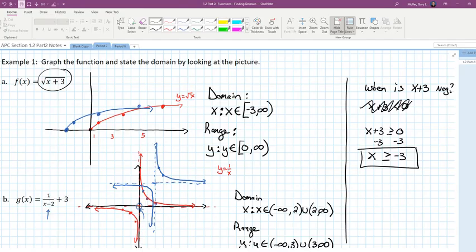And so I just have to ask myself, what was the lowest value that I'm going to get? And that was 0, right? And so in that case, you can analyze the range as well.